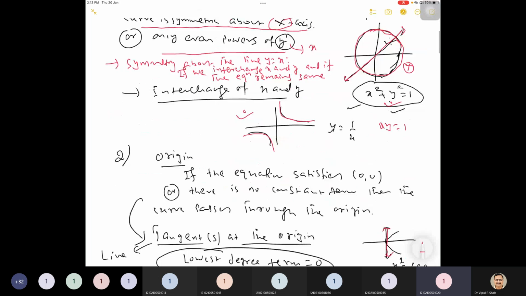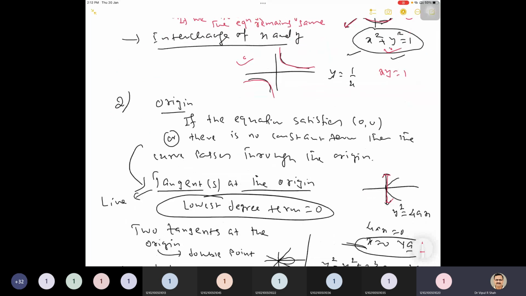So, if the equation satisfies the point 0, 0, or you can say there is no constant term in the equation, then the curve passes through the origin. Agree or no? Yes, sir. So write down that part: if the equation satisfies 0, 0, or there is no constant term, then the curve passes through the origin.